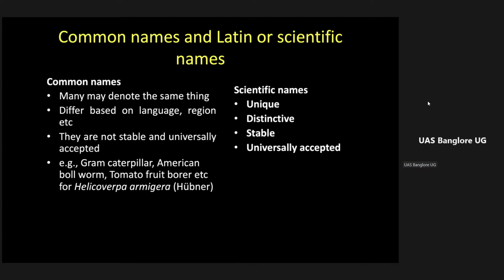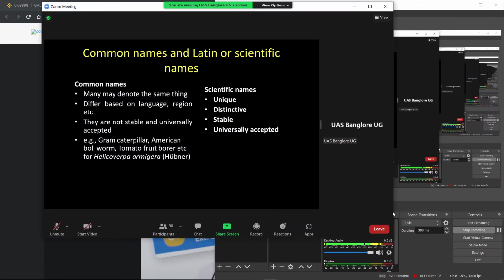For example, if you use Helicoverpa armigera, then we'll come to know it is the same for the entire world. If you use gram pod borer, or pod borer, it is a pest on field bean. Many countries do not know what this pod borer is. If you tell Helicoverpa armigera, they will know. The entire world knows what Helicoverpa armigera is.